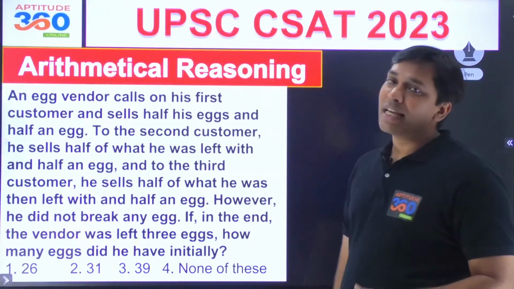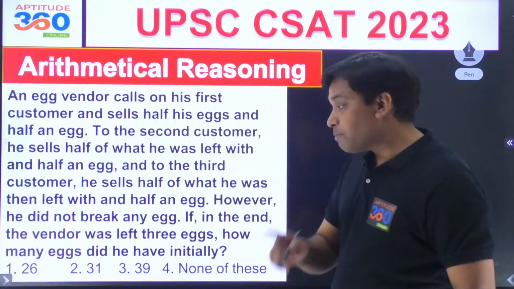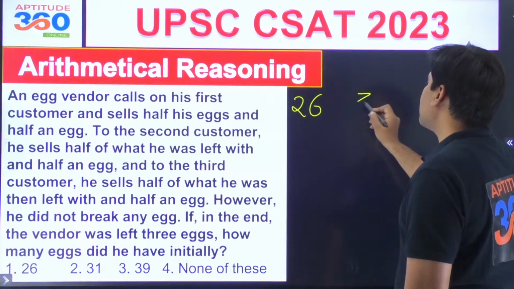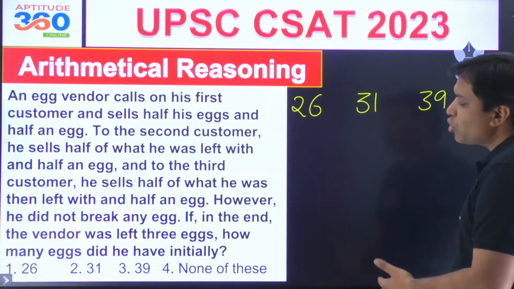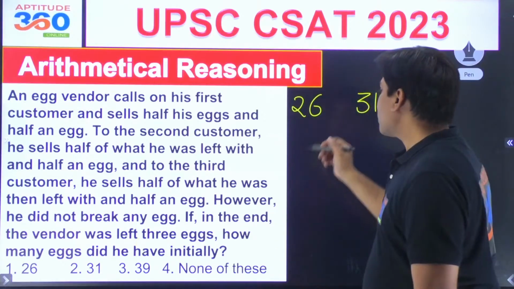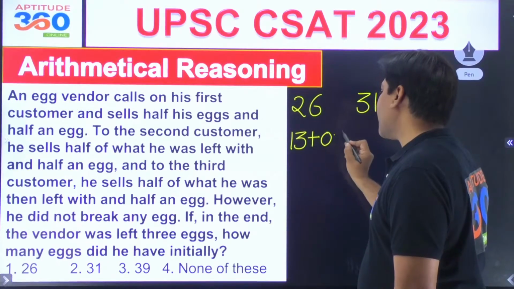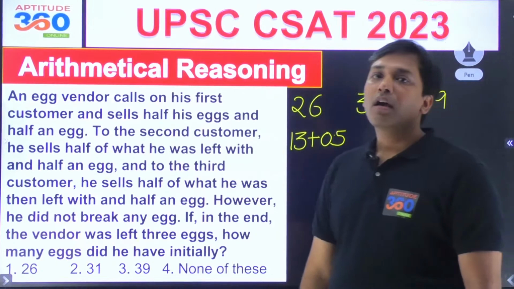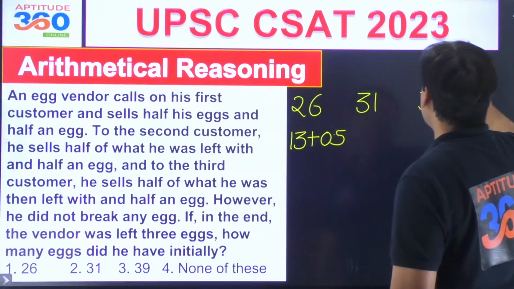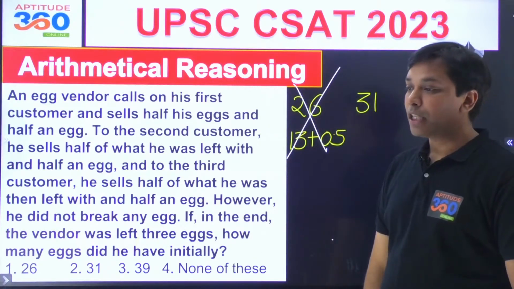Do this. What did I say? Whenever you cannot do anything about the problem, look at your options. Options might simplify things. Option 1 is 26, option 2 is 31, and option 3 is 39. These are the 3 options you have got. If I say the first customer gets half of 26, which is 13, plus half an egg, which is 0.5, the egg would have to be broken. As per the problem, the egg must not be broken. That means you will not have an even number of eggs. So an even number of eggs will not work. This option is gone. Now understand this.